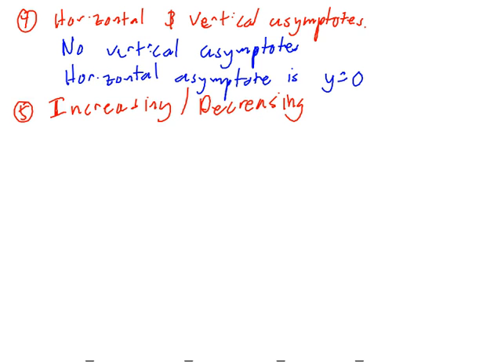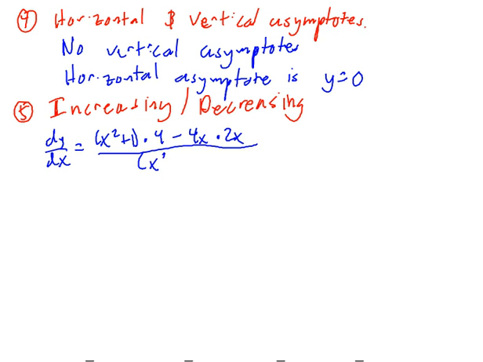Next, we want to see where this function is increasing and decreasing. Well, to do that, we have to find the derivative. So dy/dx equals, well, to find the derivative of 4x over x squared plus 1, we have to use the quotient rule. So we'd have the denominator, x squared plus 1, times the derivative of the top, which is 4, minus the top, 4x, times the derivative of the bottom, which is 2x, all over the denominator squared, (x squared plus 1) squared.